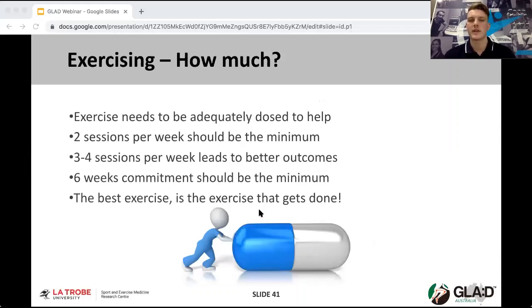Like any treatment, exercise needs to be adequately dosed. Completing exercise less than 2 times per week is unlikely to be effective. 6 weeks should be the minimum period an exercise program is completed to give it a chance to work. And research shows that shorter programs will not help and do not allow long enough to improve strength. The best exercise is the exercise that gets done.